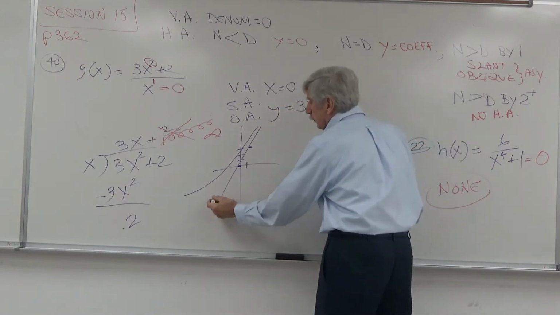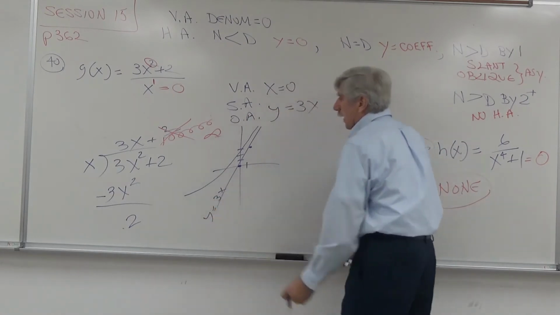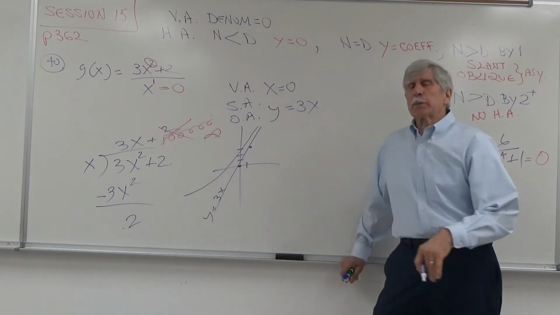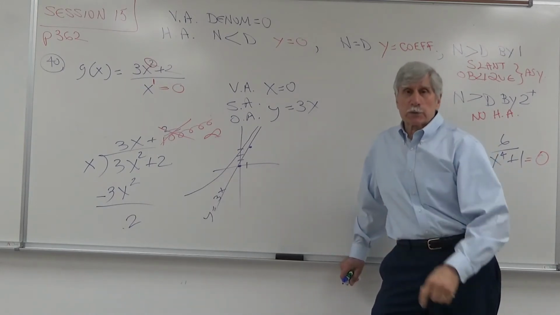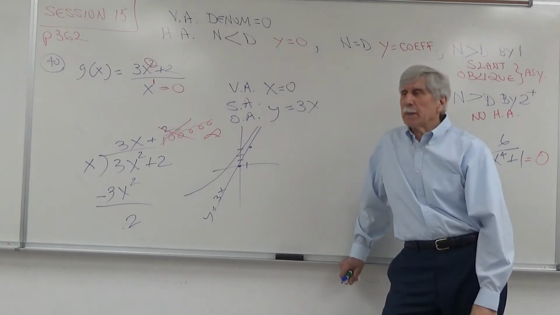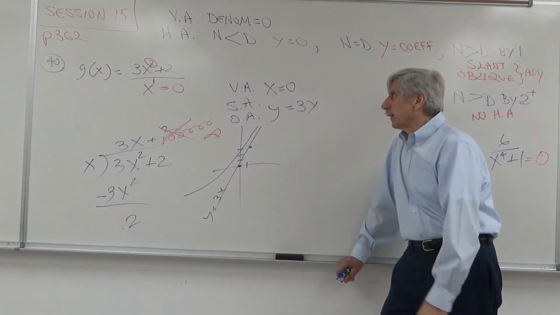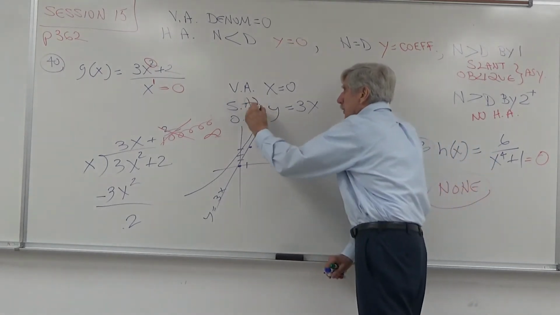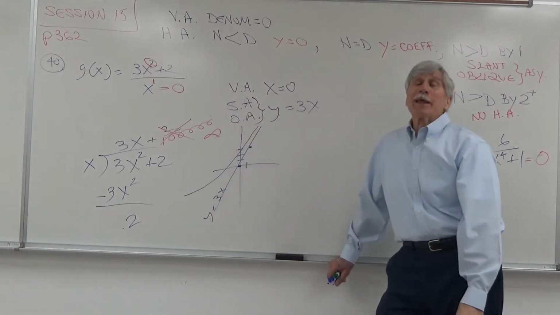So here's our line y equal to 3x. As x gets bigger and bigger, our curve will get closer and closer to that line, 3x. And that's the meaning of what we call a slant or oblique asymptote.